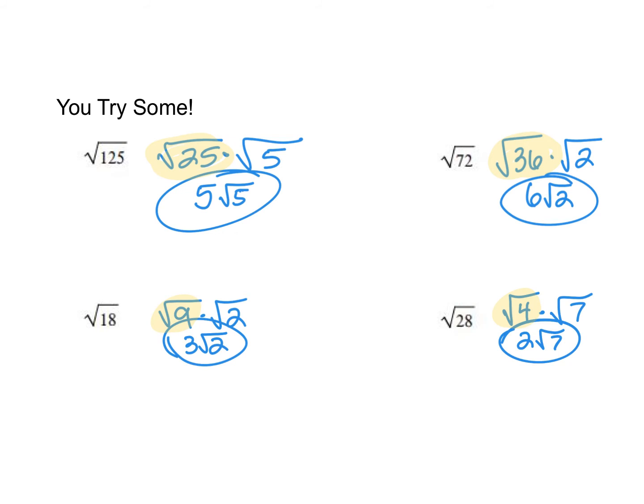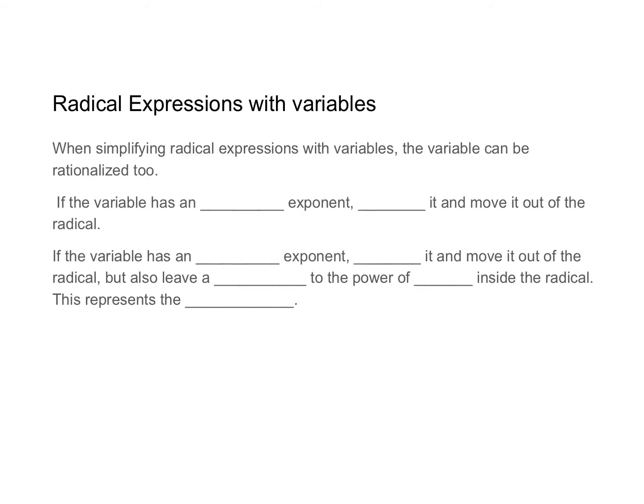All right, let's now go look at some involving variables. So what happens if you have a radical expression that also has variables underneath it? And I'm talking about like if you're looking at something like square root of x to the 4th. That's what I'm talking about with a radical expression with variables. You can rationalize a variable too. Rationalize means to simplify the radical. So if you're looking at something like this with a variable, here's what we need to understand.